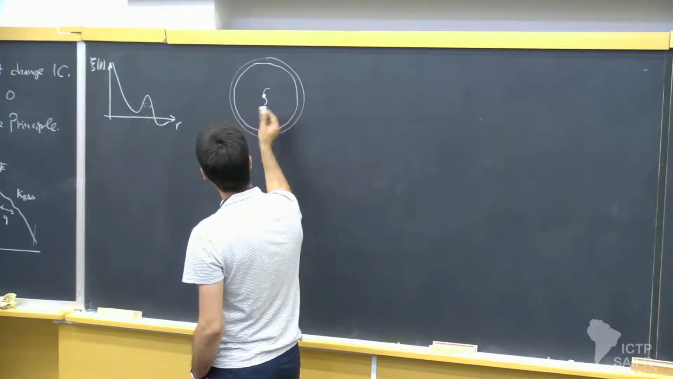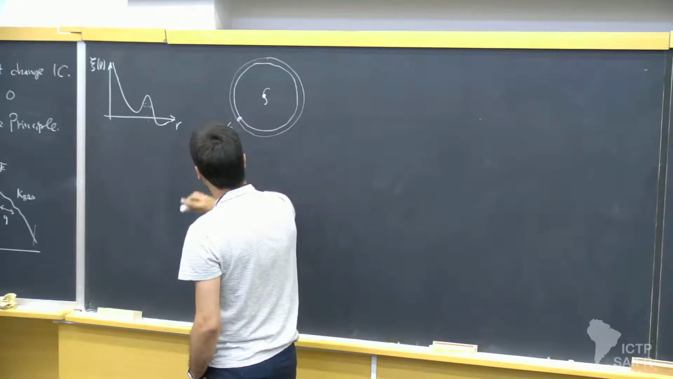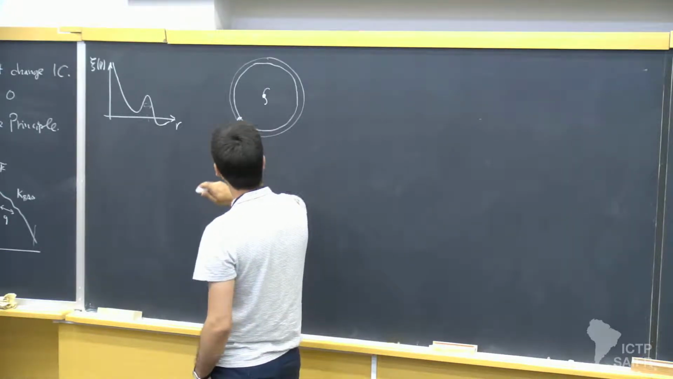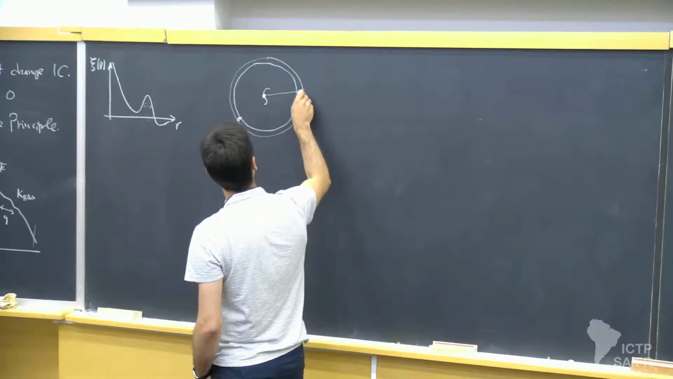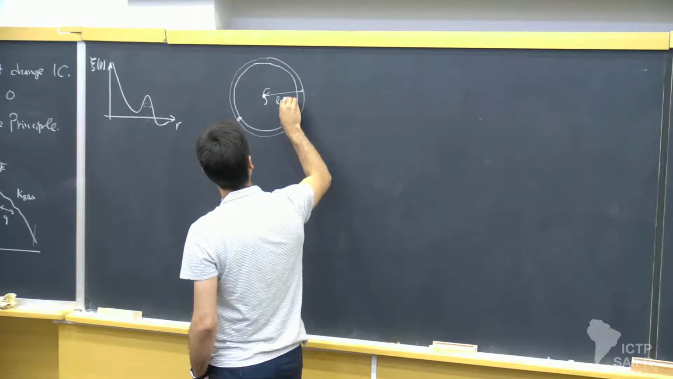And there are two scales. There is this scale here, which I will call sigma, which is the width of the BAO feature. And there is this scale here, which has to do with L_BAO. It's the BAO scale.